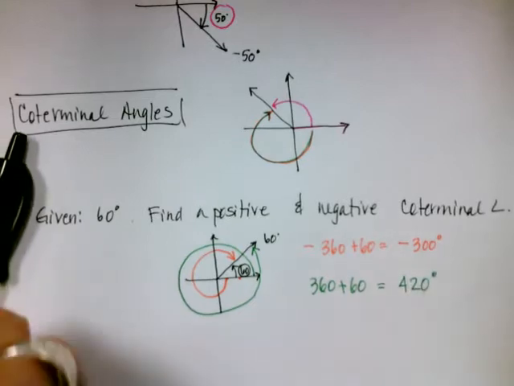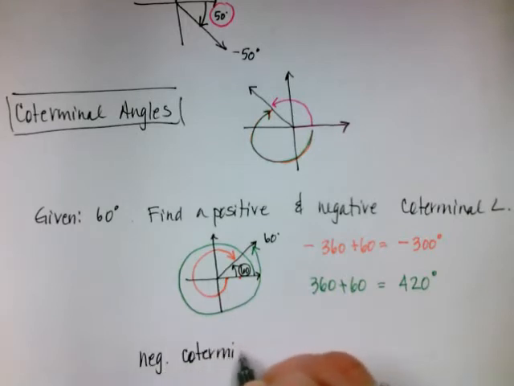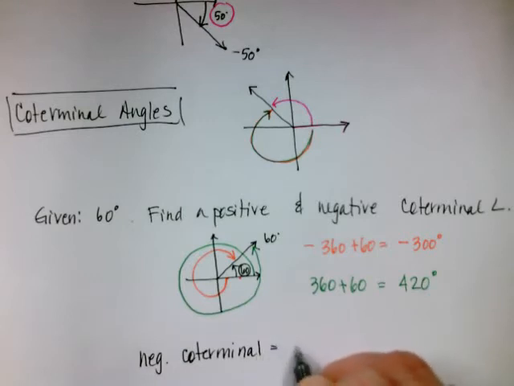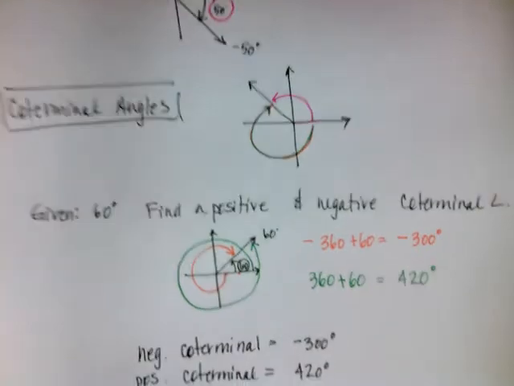So that's 360 in the positive direction, and I went another 60 degrees, so that's going to be a positive 420 degrees. Okay, so if I write my answers, my negative coterminal, notice I am identifying my answers, is a negative 300 degrees, and the positive coterminal is going to equal 420 degrees. Okay? All right, so let me do a couple examples of coterminal angles.